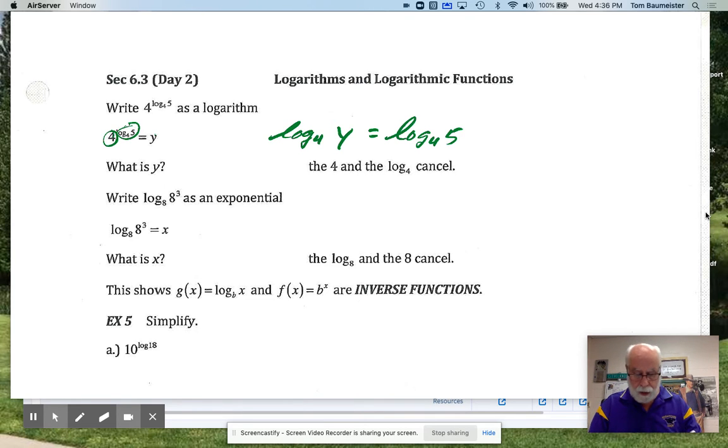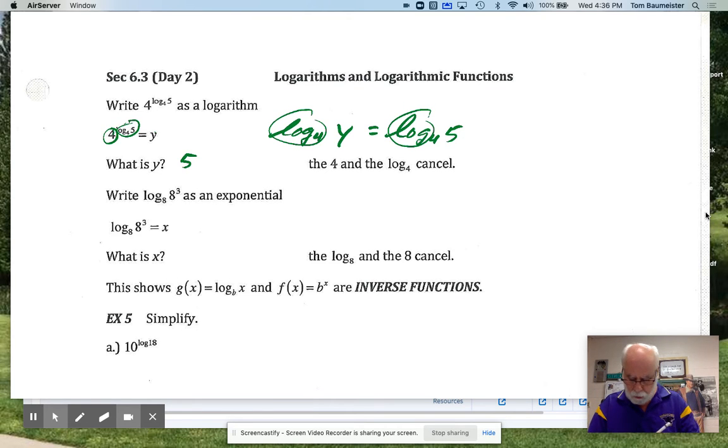So if we look at it, this right here and this right here are the same. So what is y? We can say that y is equal to 5. All right? So if you think about it, the 4 and the log 4, this part right here, cancels. So the 4 and the log 4 cancel.